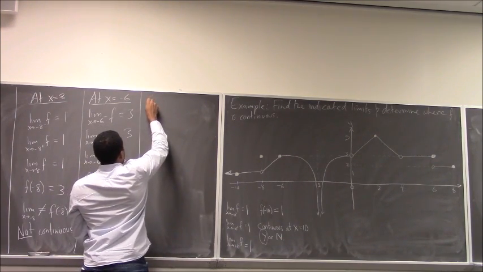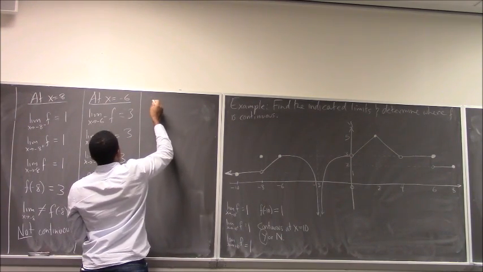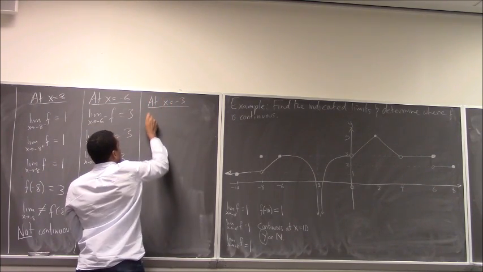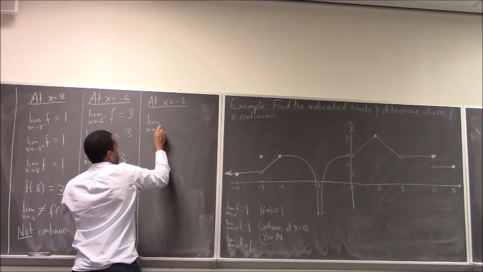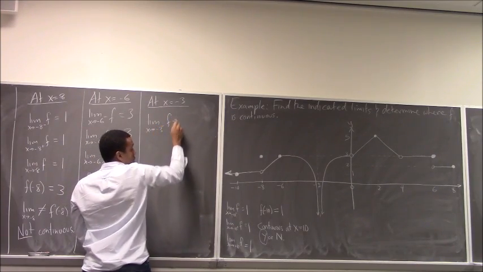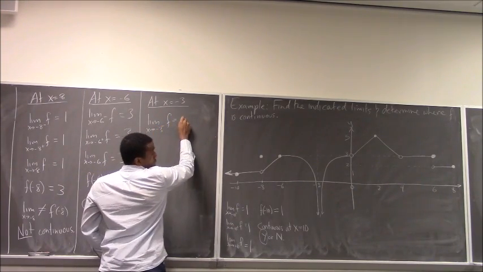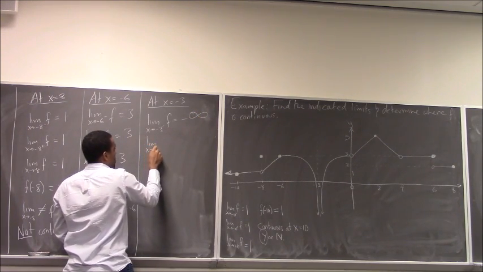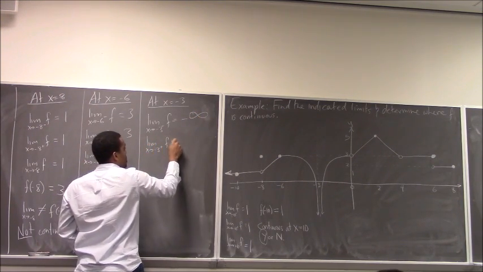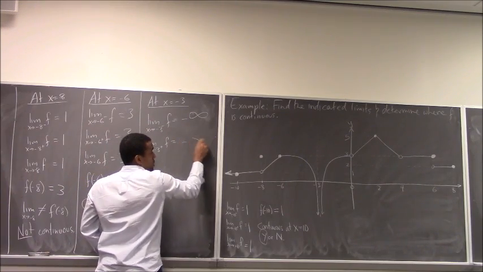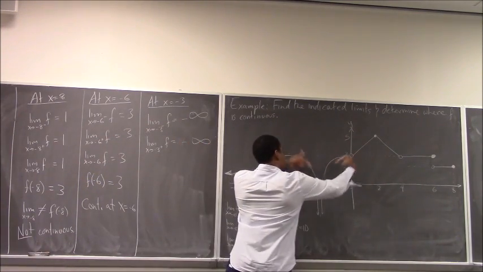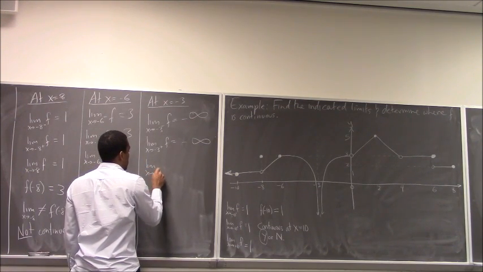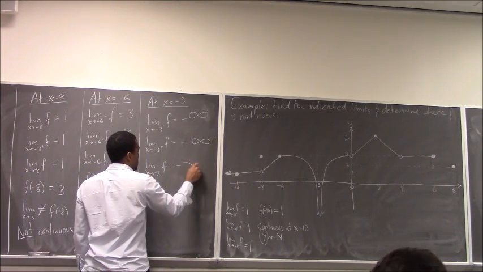We'll talk about minus 3. Limit as x approaches minus 3 from the left of the function is going to be negative infinity. Limit as x approaches minus 3 from the right of the function is going to also be negative infinity. It's going down in both directions, which means that the limit as x approaches minus 3 of the function is minus infinity.